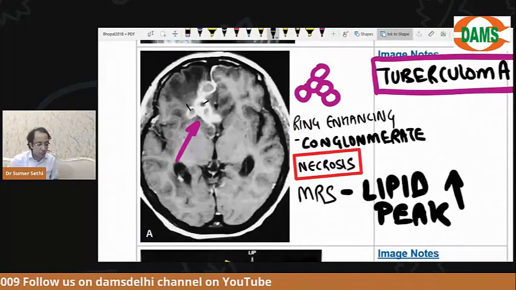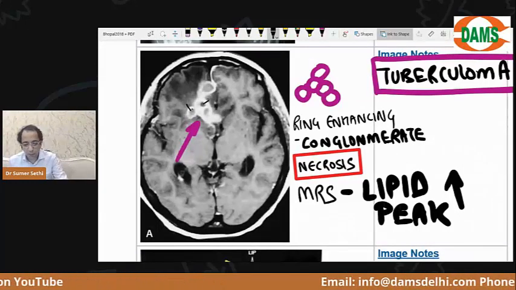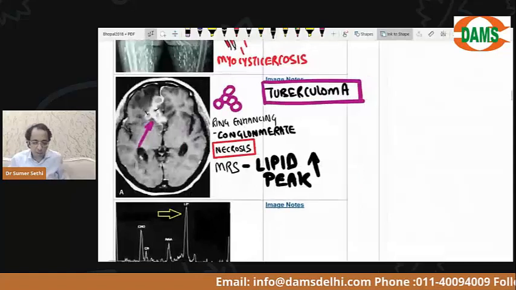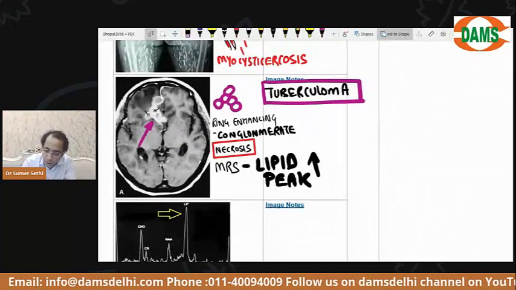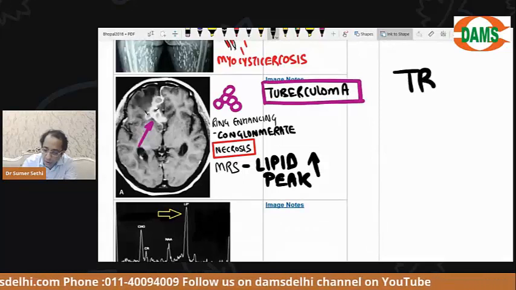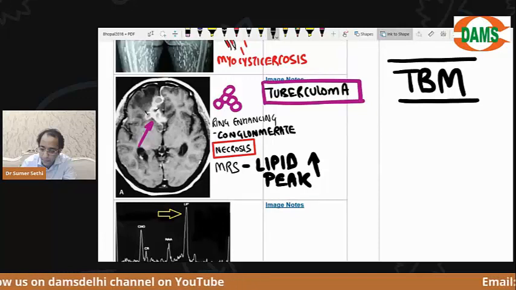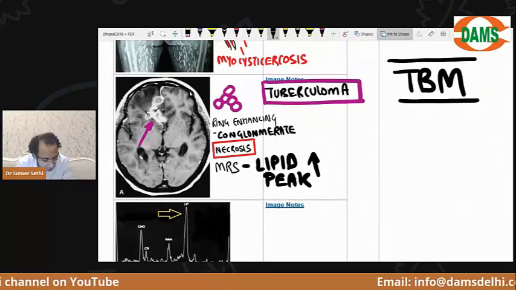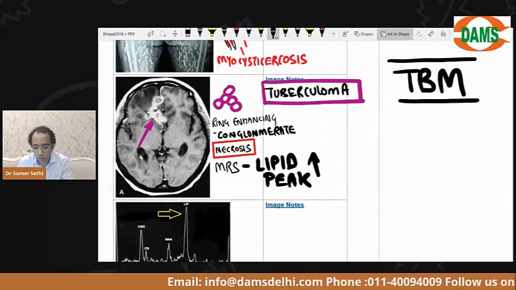Do you recall? Because of necrosis, in TB, you would have a lipid peak. TB of the brain parenchyma is called tuberculoma. TB of the meninges is called tubercular meningitis.